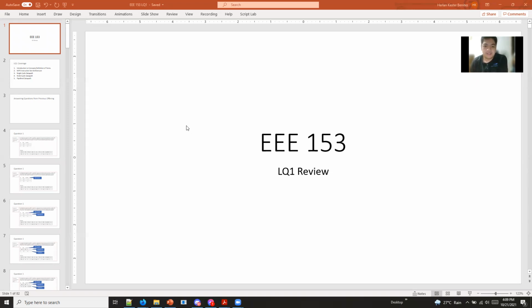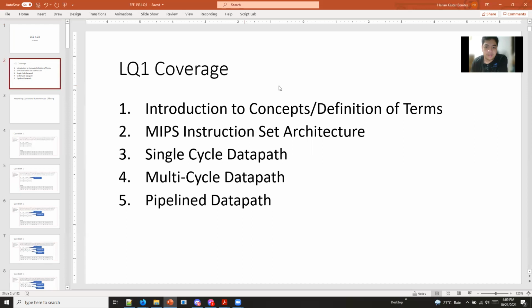Okay, so this is for the review for the LQ or the long quiz 1 for EEE 153 this first semester of school year 2020-2021. So the coverage of the long quiz covers the first 5 weeks of class. So that is the introduction of concepts or more or less a definition of terms, and then the MIPS instruction set architecture, and then from a single cycle to a pipeline data path of the MIPS architecture.